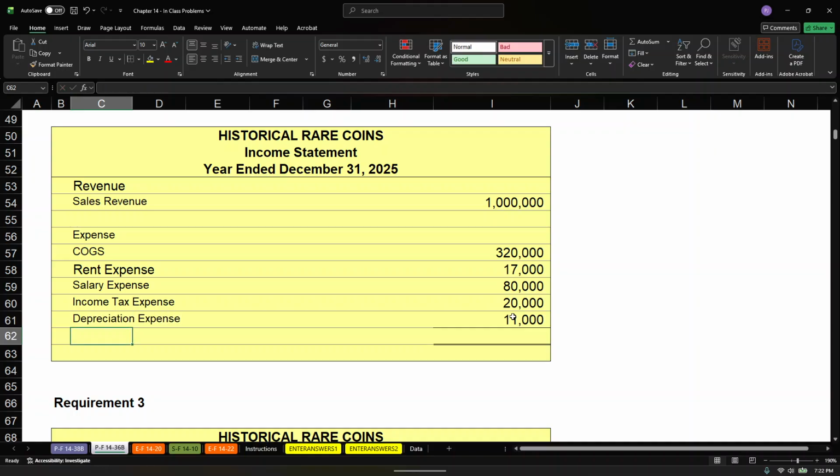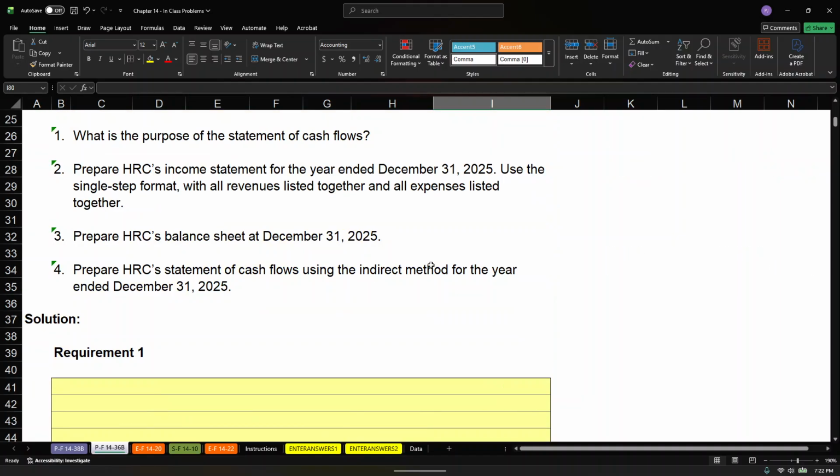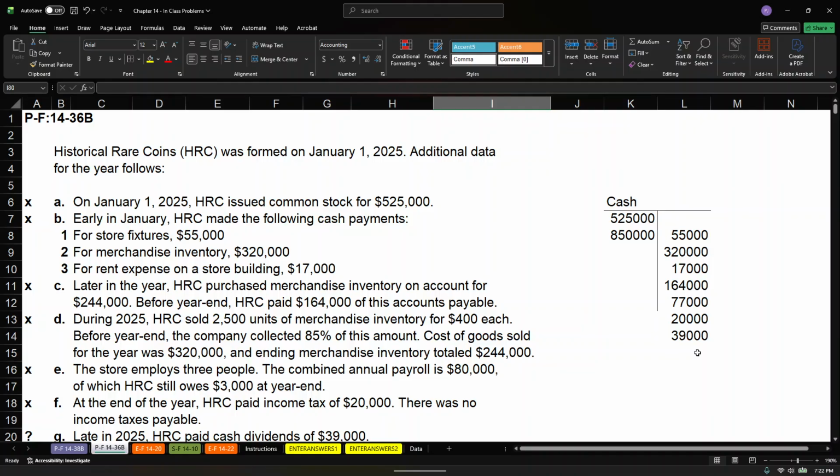And what else do I have to do? This is going to be my debit. What's my credit? Accumulated. Okay, so I'll do this. Accumulated depreciation, negative 11. And of course, cash is not affected by that.